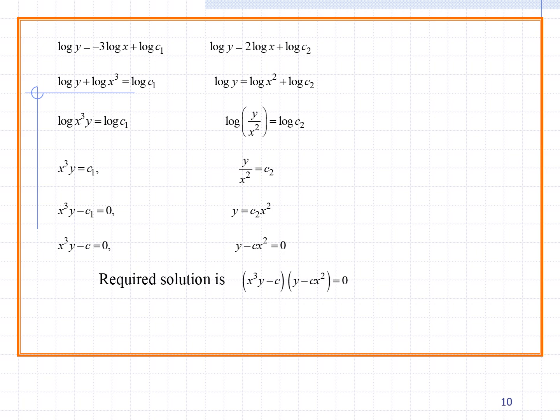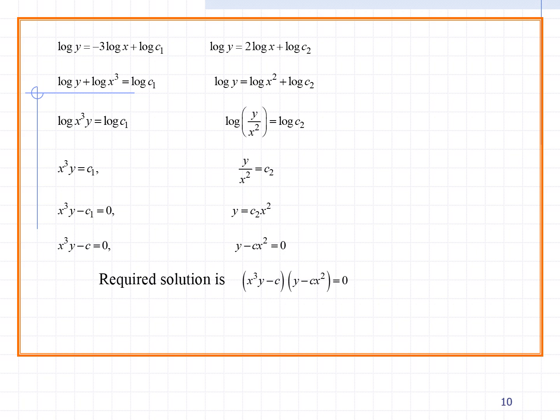After that, c1 you can shift to the left: x cube y minus c1 equal to 0. The c1 or c, you can treat both as constants. You can write like that, no problem. For the second equation I can apply the integration: log y equal to 2 log x plus log c2. We take the constant c2 because c1 is already involved. So log y equal to 2 log x, it can be written as log x square plus log c2.